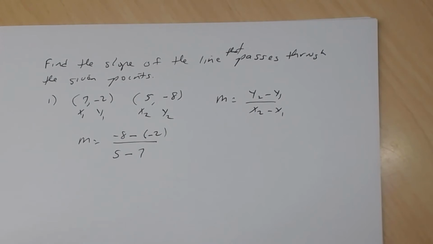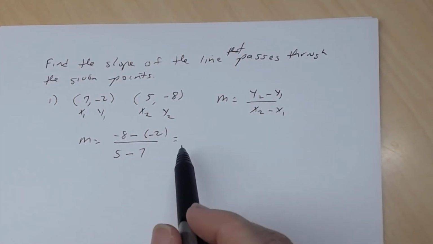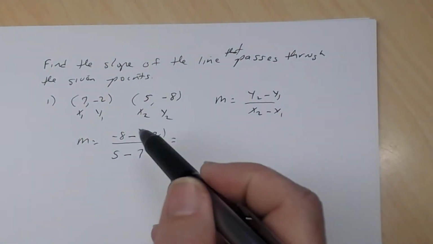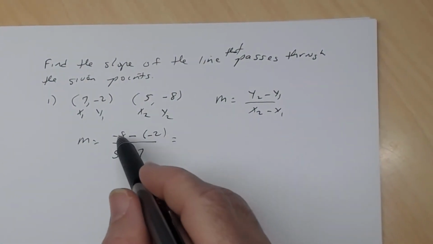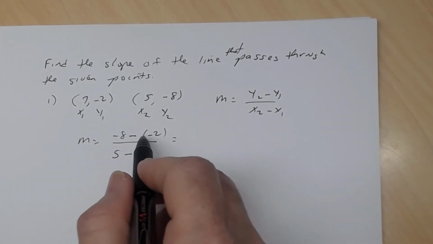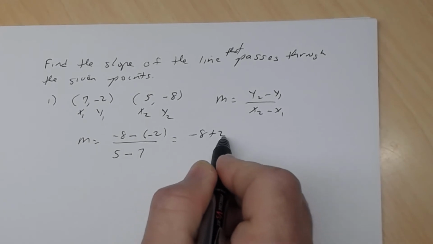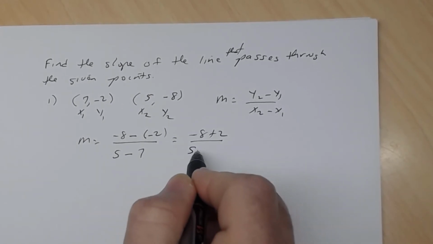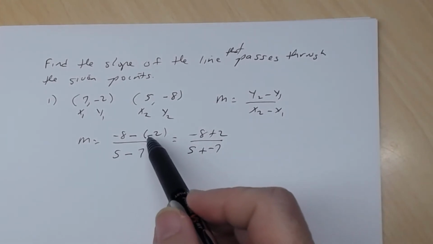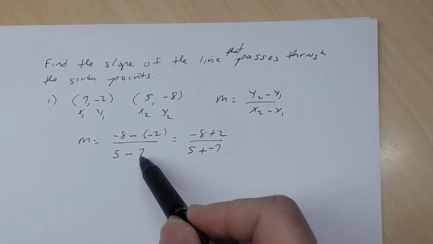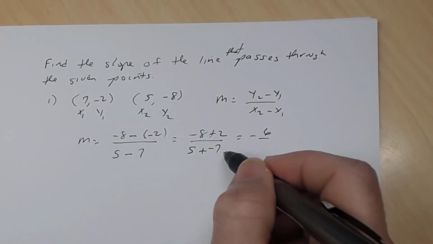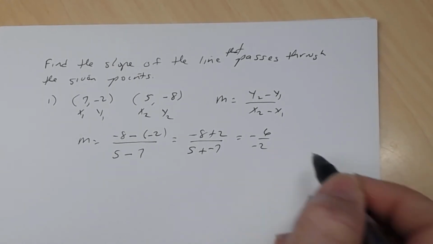Now, if you don't remember your sign rules very well, don't make a mistake. You have a calculator, use your calculator. Whether you do it using the rules, -8 subtract -2 means -8 plus 2, and this is 5 plus a -7. All I did was change the subtraction to an addition problem, so I add the opposite. And then -8 plus 2 is -6, and 5 plus -7 is -2.